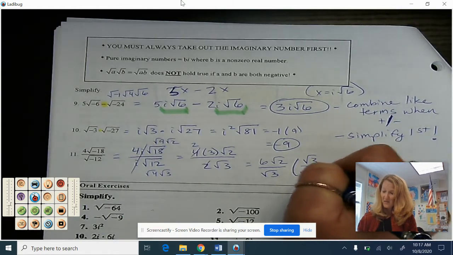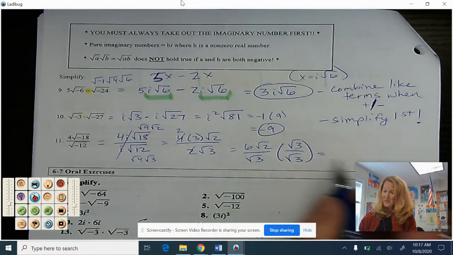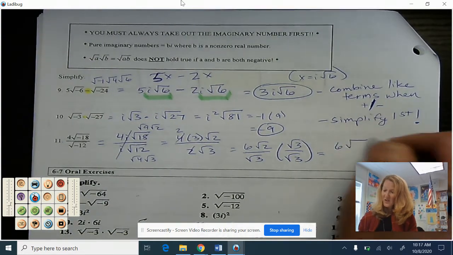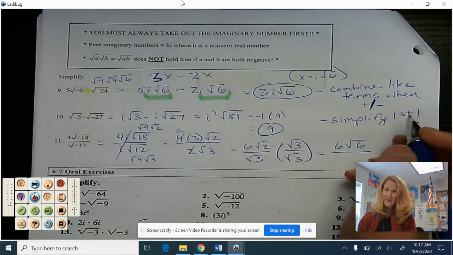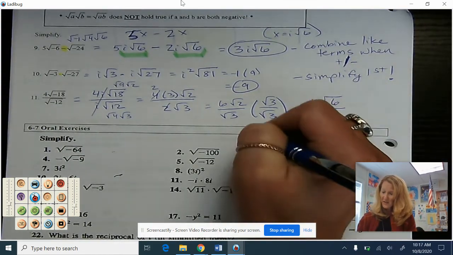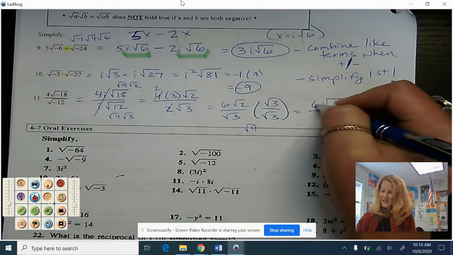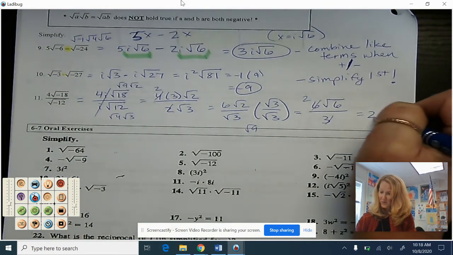So you may recall rationalizing a denominator in the past. So we're going to multiply here, and I get 6. Root 2 times root 3 is root 6. Root 3 times root 3 is the square root of 9, which is 3. Square root of 9 is just 3. And then 6 divided by 3 is 2, so I get 2 root 6.